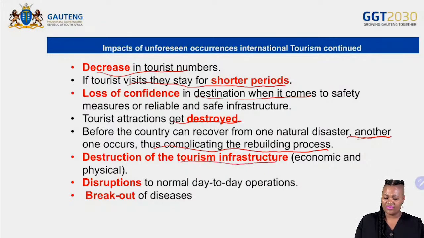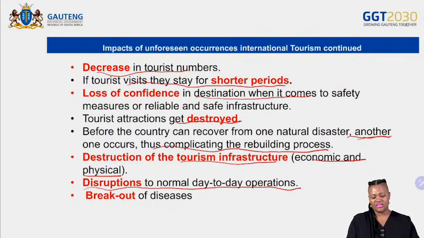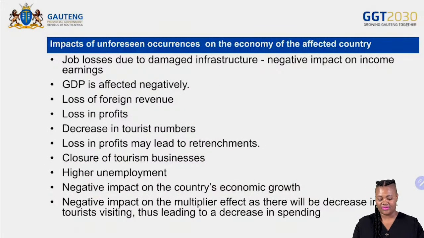Destruction of tourism infrastructure, economic and physical. This will all be due to unforeseen occurrences. Disruptions to normal day-to-day operations, and also breakout of diseases during some of our unforeseen occurrences. And then impacts of unforeseen occurrences on the economy of the host country. There would be job losses due to damaged infrastructure, which would have a negative impact on income earnings. There'll be a GDP which is negatively affected. There'll be loss of foreign revenue.